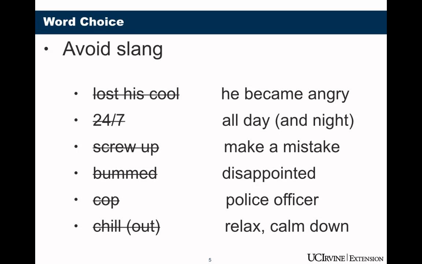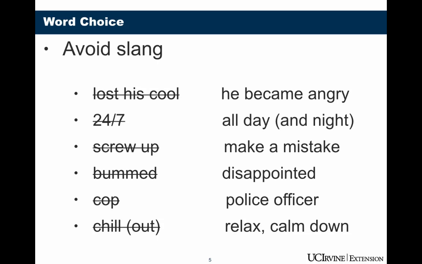Another thing that will make your writing formal instead of informal is avoiding slang. Now, when you learn English, it's fun to learn the slang words, and those are very useful for talking to people. But in academic writing, you should avoid them. Here are just a few examples. If somebody loses their cool, instead you can say that they become angry. This is more academic.